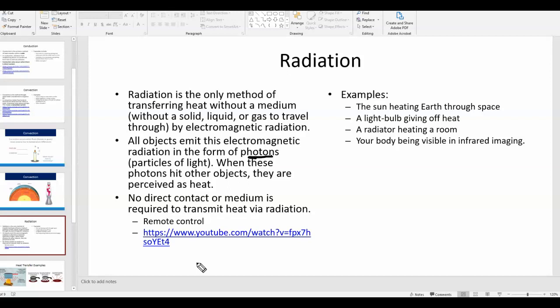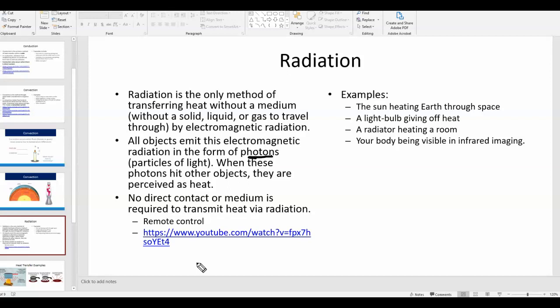And so even if you're not directly above the light bulb, if you're just off to the side, you can feel the heat from that. Or if you have a radiator or a space heater heating your room, those emit infrared radiation to heat the room.